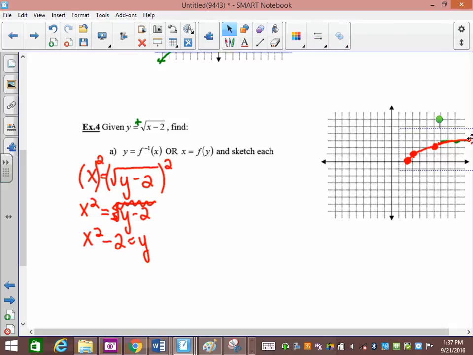So, on this function here, I would have to say x minus 2 has to be greater than or equal to 0. So x has to be greater than or equal to 2. Yeah? That's why there is no more graph below 2 here. That's why there's no graph to the left of 2, because x has to be greater than or equal to 2.